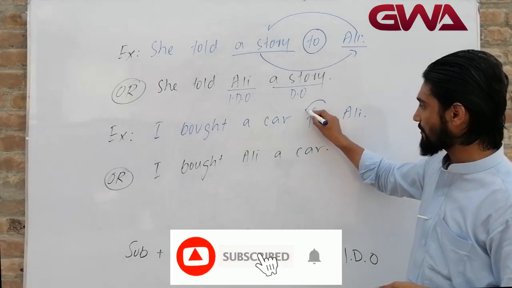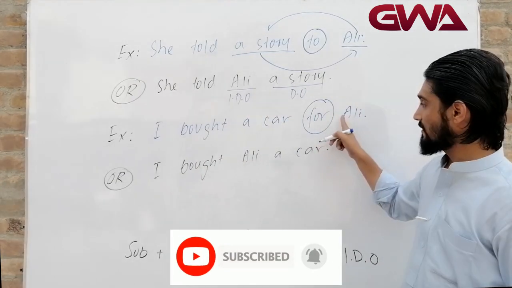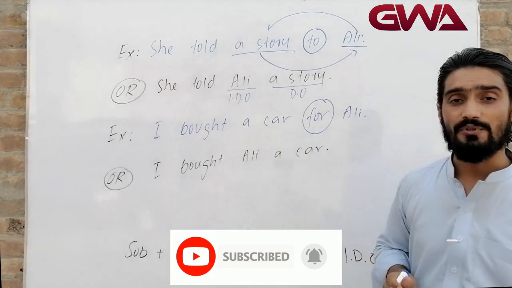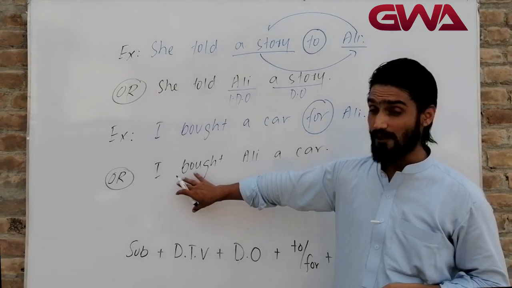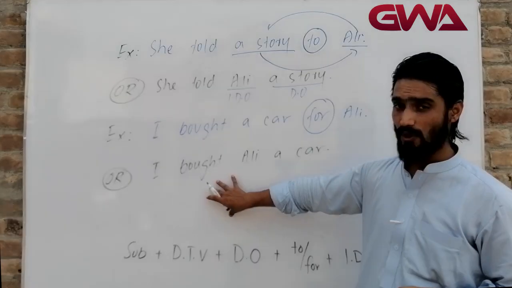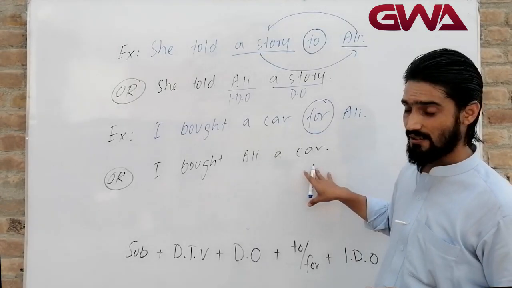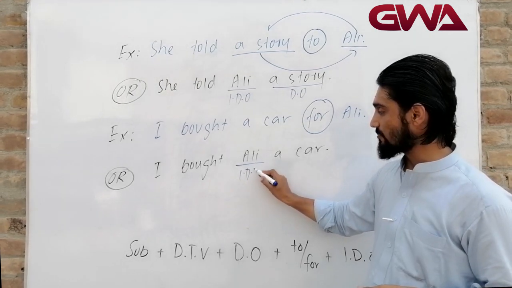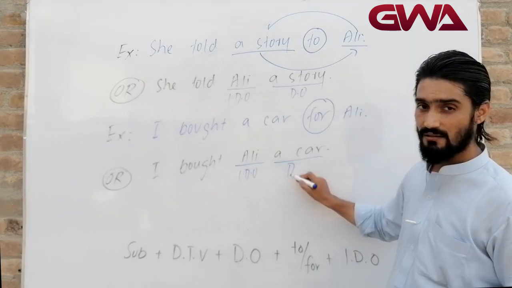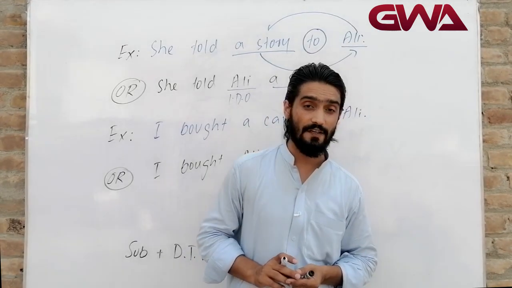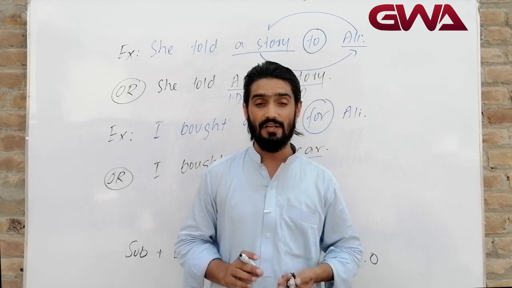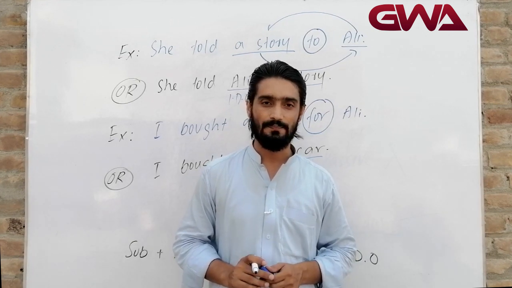By removing the preposition for, direct object and indirect object will change their places with each other, and we will have I bought Ali a car. Ali is the indirect object and a car is the direct object. They have the same meaning, no difference. One is formal, the other one is informal.